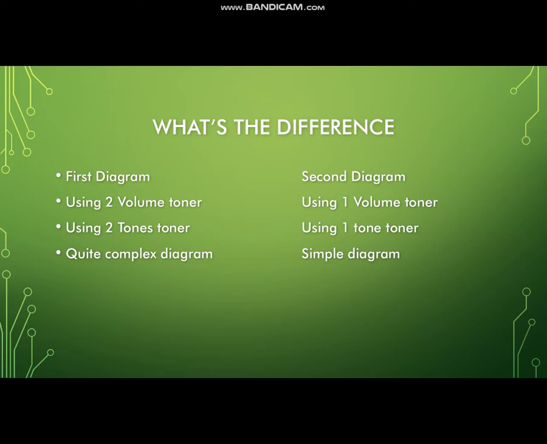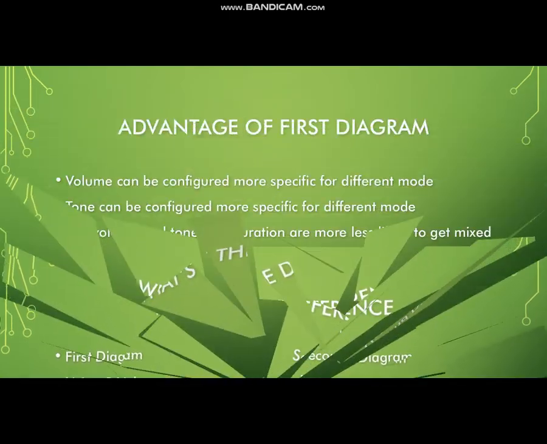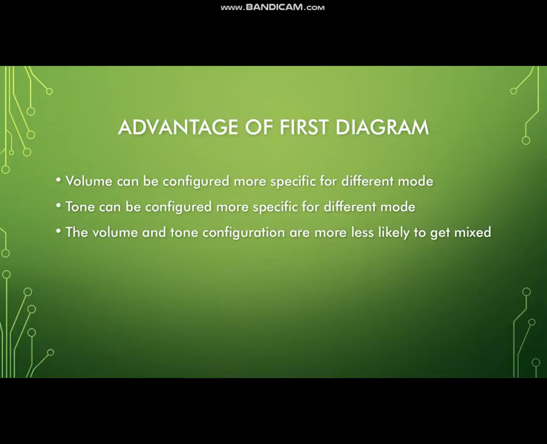But we're talking about design, and there has to be some sort of meaning to it. So what is the advantage and the disadvantage of it? Let's look at it. The advantage of the first diagram is that the volume and the tone can be configured. Remember, they have two tone knobs, so they can be configured more specifically for different modes.